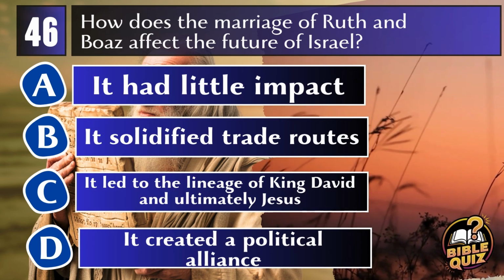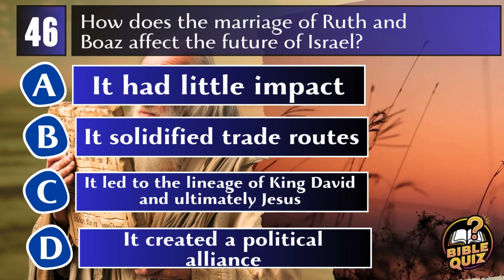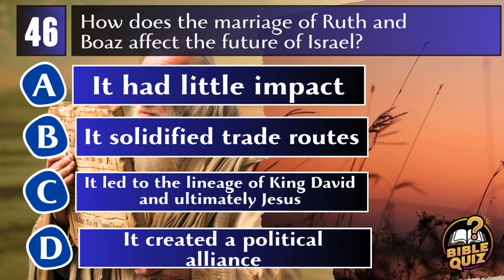A. It had little impact. B. It solidified trade routes. C. It led to the lineage of King David and ultimately Jesus. D. It created a political alliance.